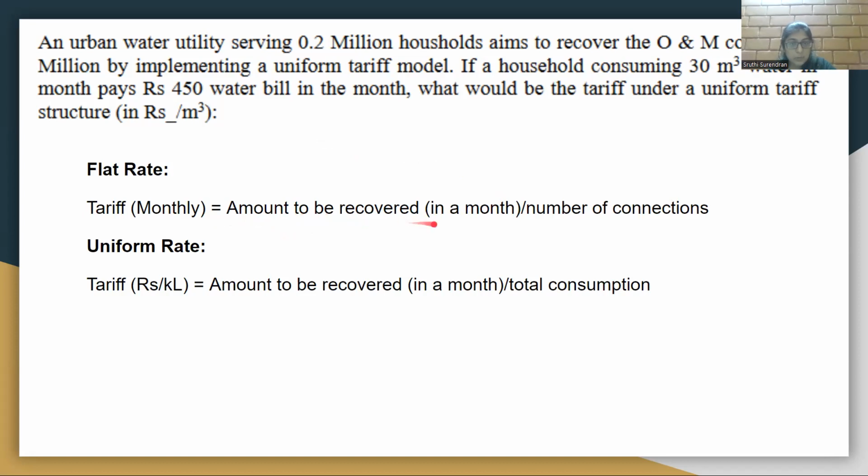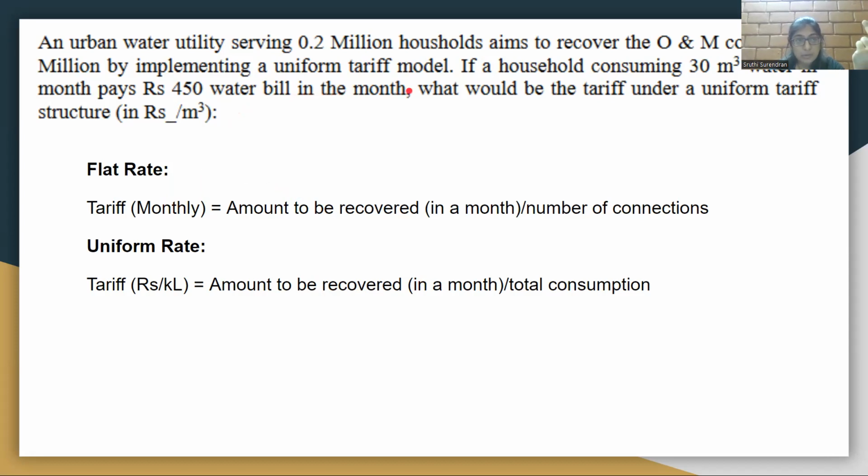That is, the amount to be recovered divided by the number of connections. In a flat rate, the quantity consumed is not taken into consideration. Every household will be charged a monthly bill based on the number of connections, not the volume of water consumed. But in the case of a uniform rate, it is based on the volume of water consumed. So to calculate the monthly bill, they divide the amount to be recovered by the consumption volume of the water. So this is the difference between computing monthly tariff through flat rate and uniform rate.